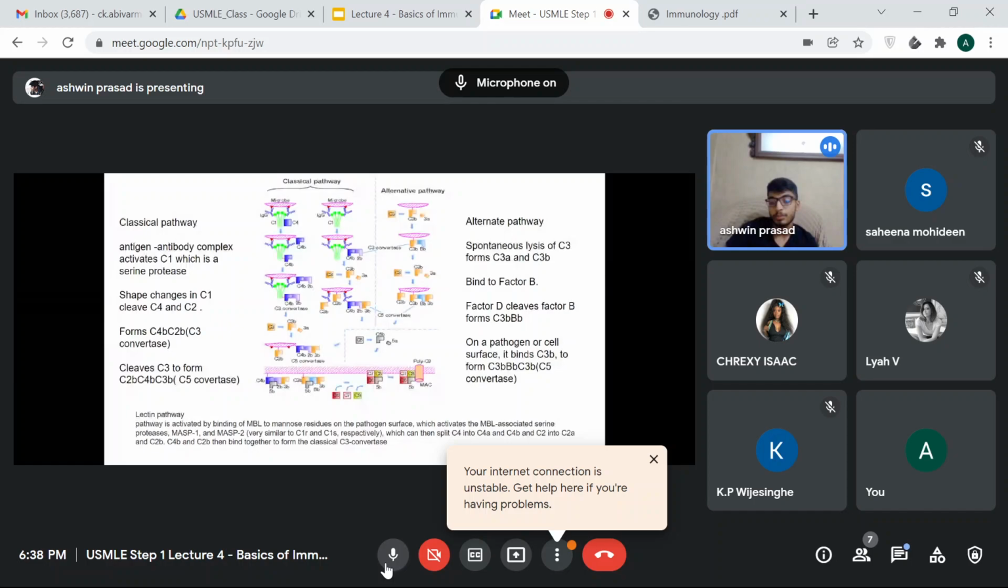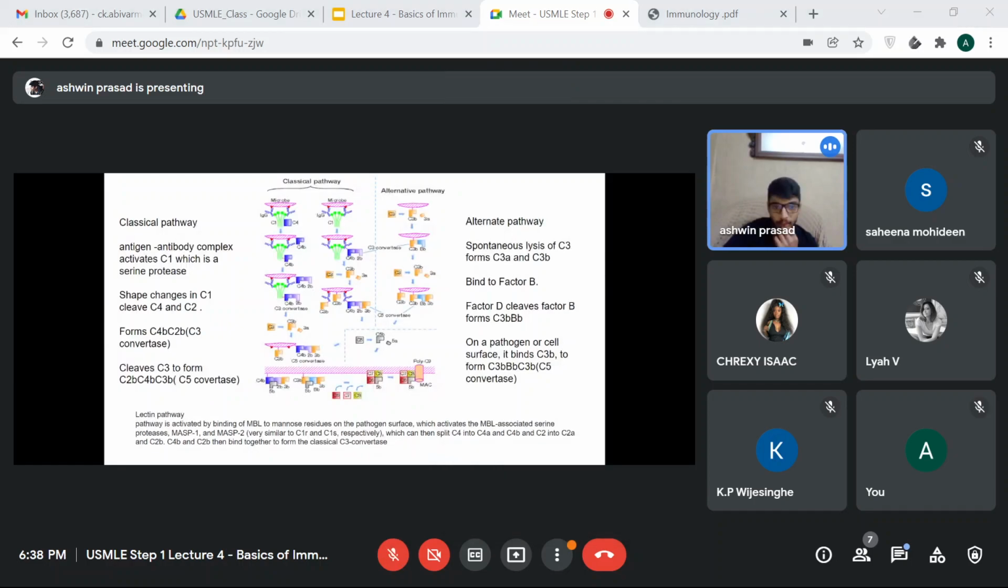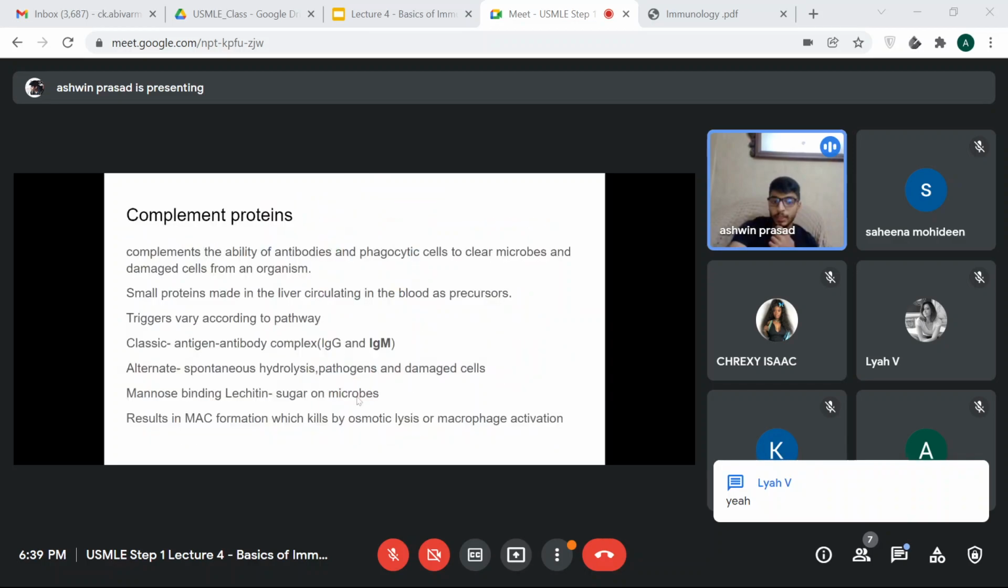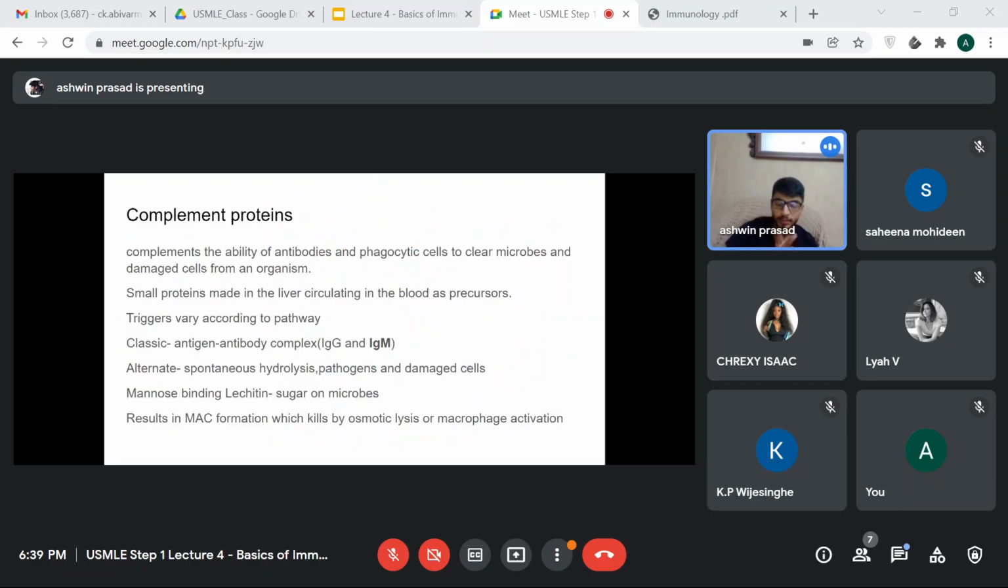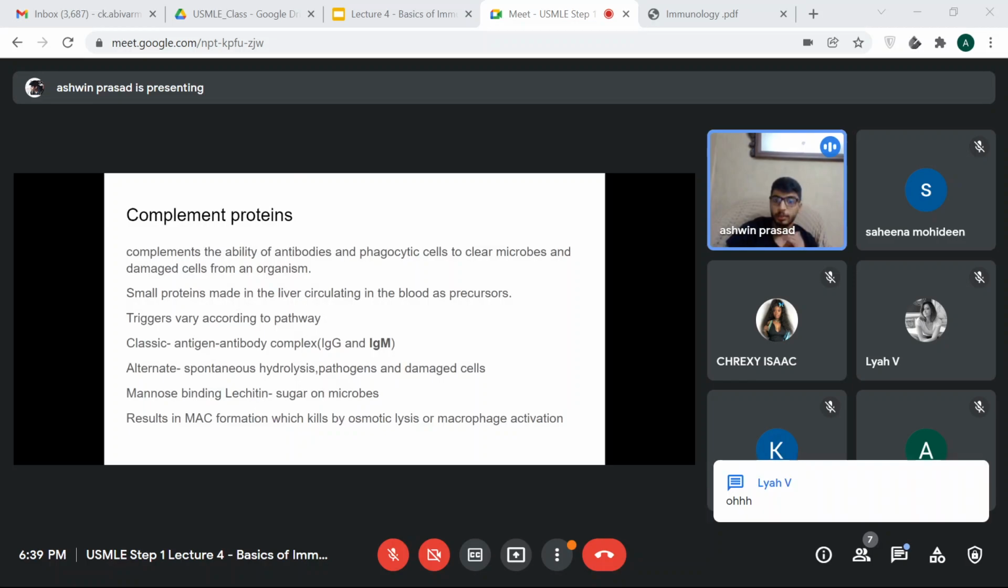No, okay. Are you getting this idea from how I presented it in this one? No. In this slide, I think the way I presented it might have confused you, but all three pathways should end up in the formation of MAC. The reason all these three pathways exist is to end up in MAC formation.